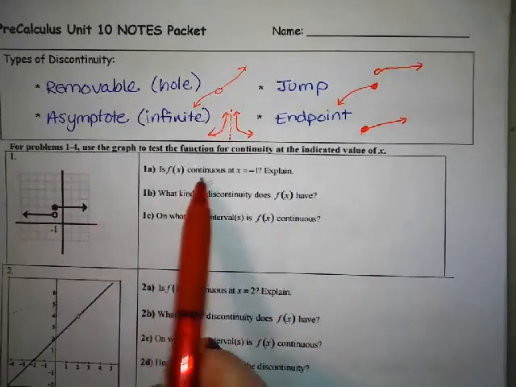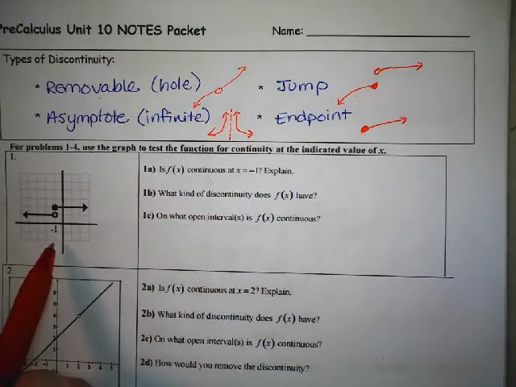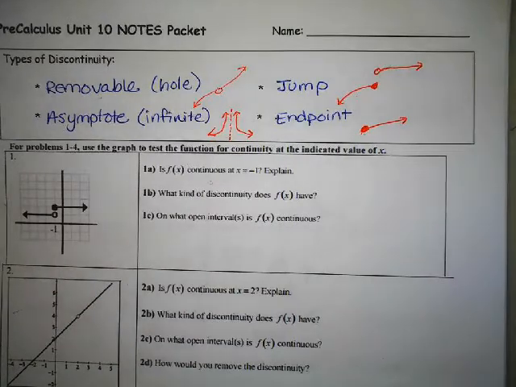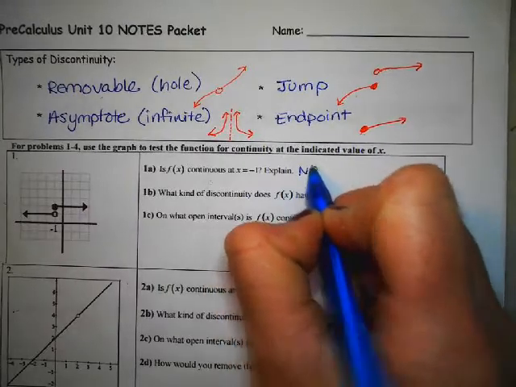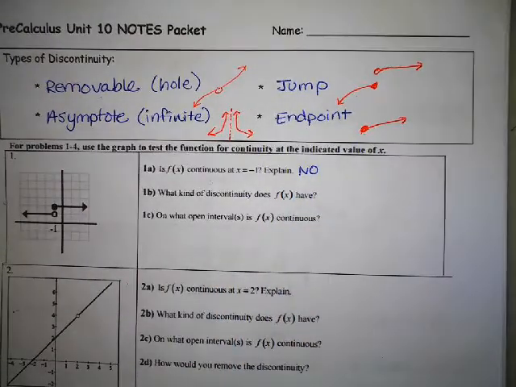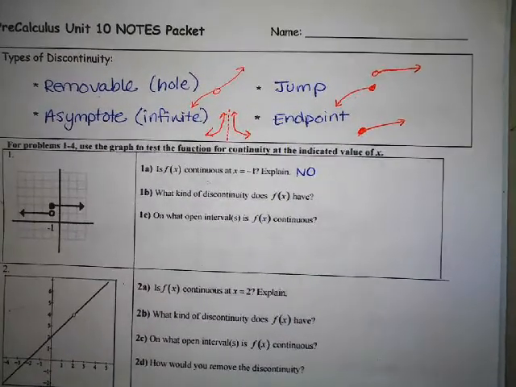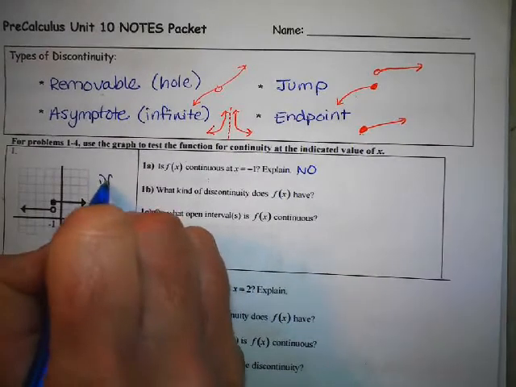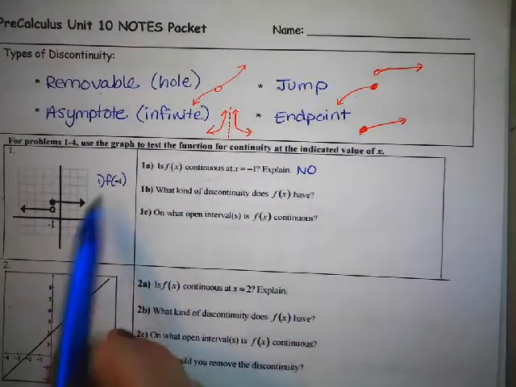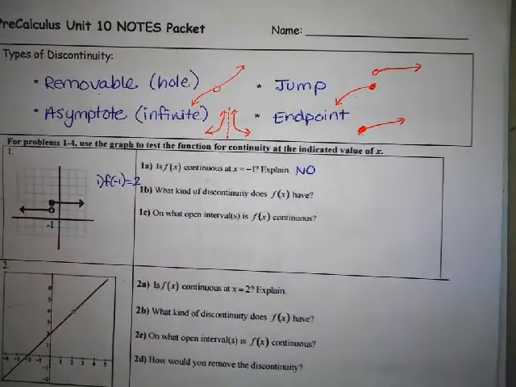Problem number 1, the first question says, is the function continuous at -1? So look at your graph. Well, I'm going to say no. Then it says explain. As I'm explaining, I need to tell which step from the front of this sheet doesn't work. Step 1 was f of -1. So let's do that. F of -1. Yep, that works. That's 2. So that was not the problem.